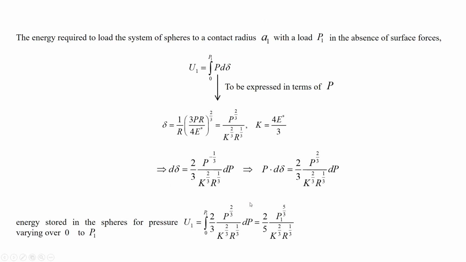In the last lecture we estimated the energy that gets stored in the spheres because of this action, that the pressure increased from 0 to P1, because of which the depth of indentation increases from 0 to delta, and delta is given by this. So d delta is this, P into d delta is this, and we integrated that and obtained this. So, this is the first part.